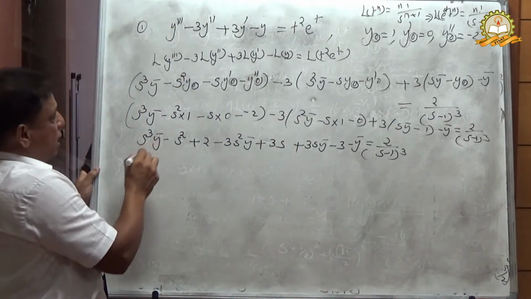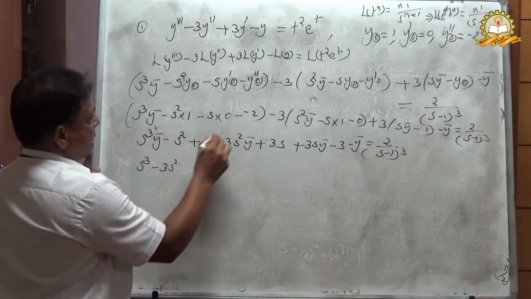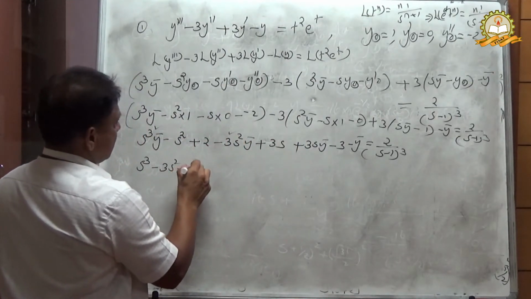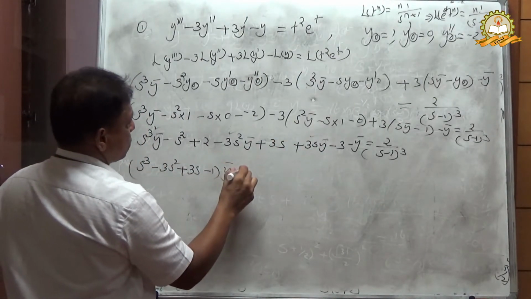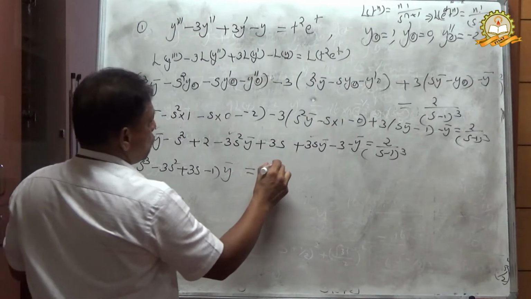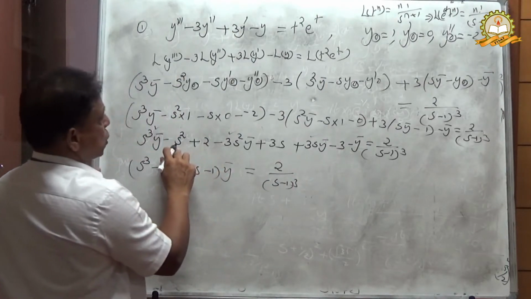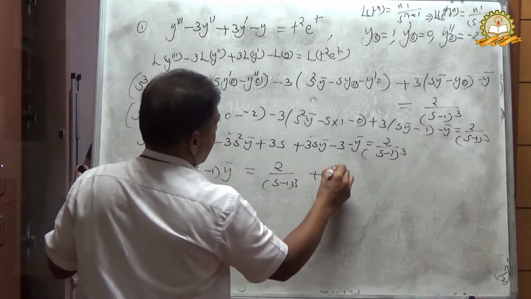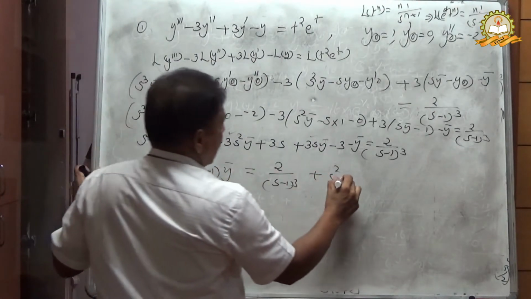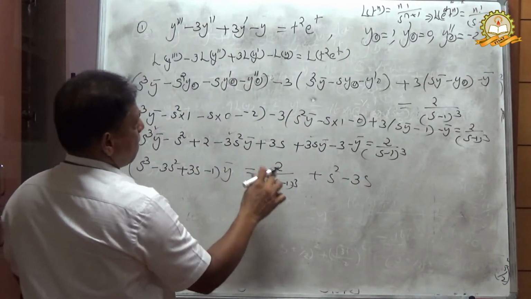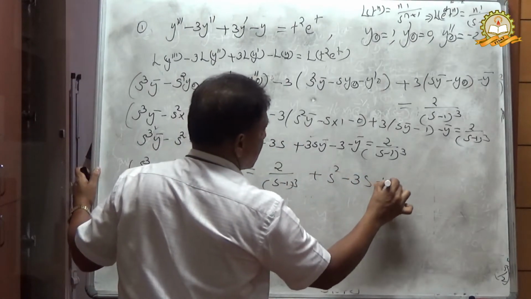Then we take the y bar terms. Therefore, s cube the first term, minus 3s square the second term, then plus 3s the third term, then minus 1, into y bar term taken outside. That is equal to 2 by (s minus 1) whole cube, then minus s square. Then minus s square we can take as plus s square, then minus 3s, then plus 2 minus 3 minus 1 that will become plus 1.